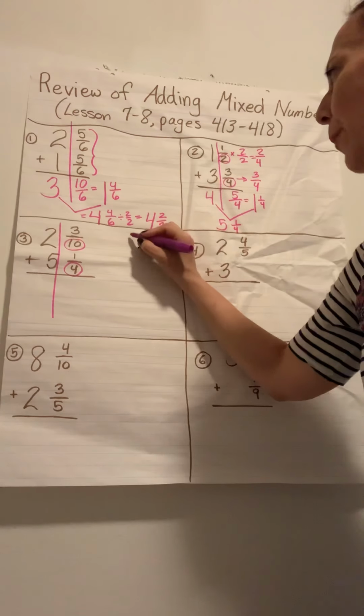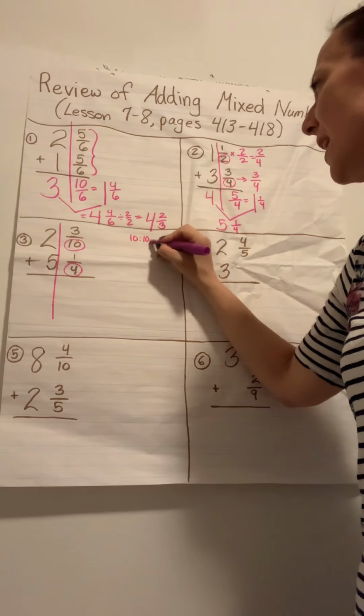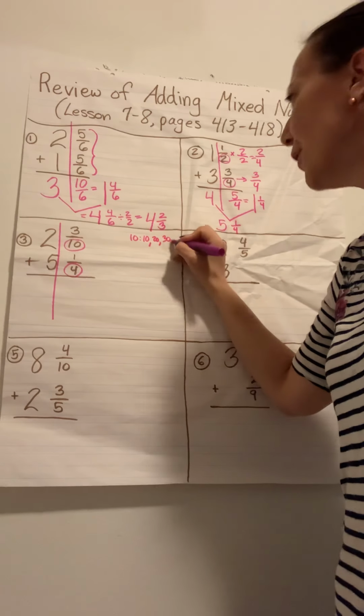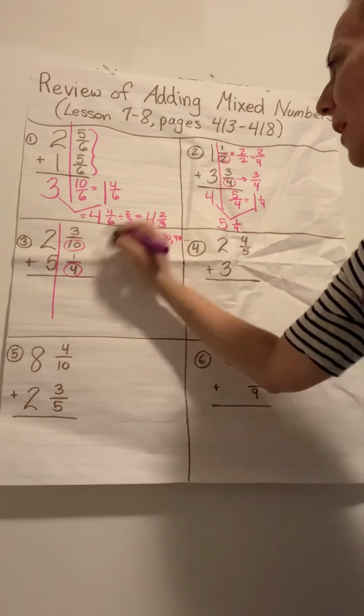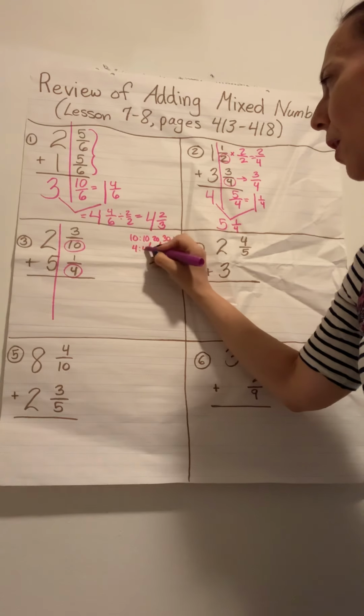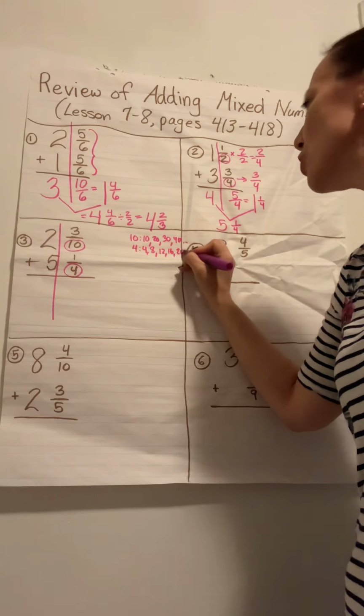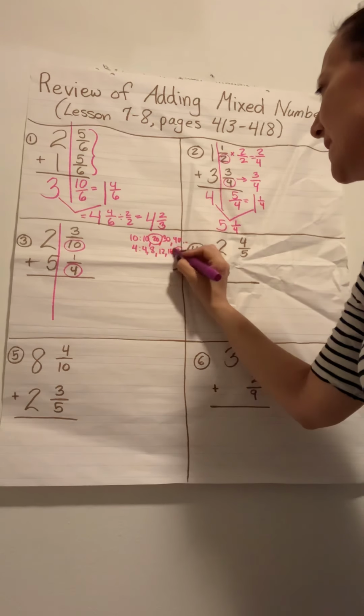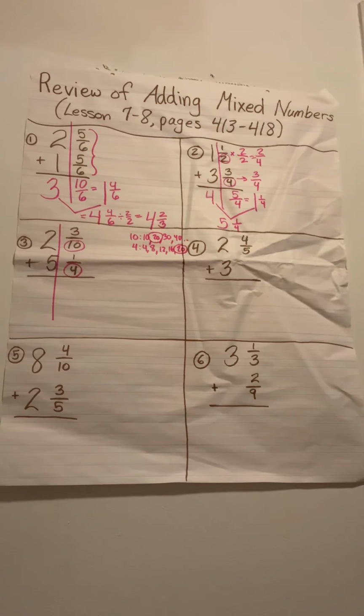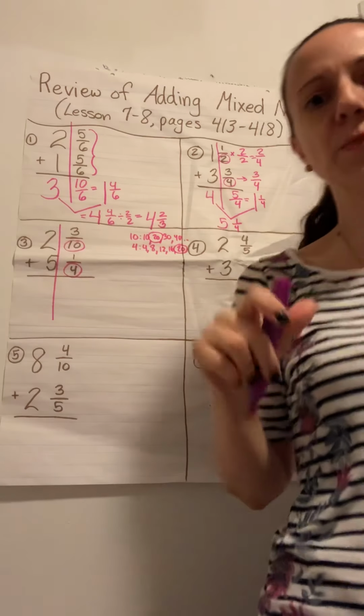Okay, so let me write out my multiples list here. 10, 20, 30, 40, and so on. Multiples of 4 are 4, 8, 12, 16, 20. Oh, wait, 20 is on both lists. So now I know that I can change tenths into 20ths, and I can change fourths into 20ths.